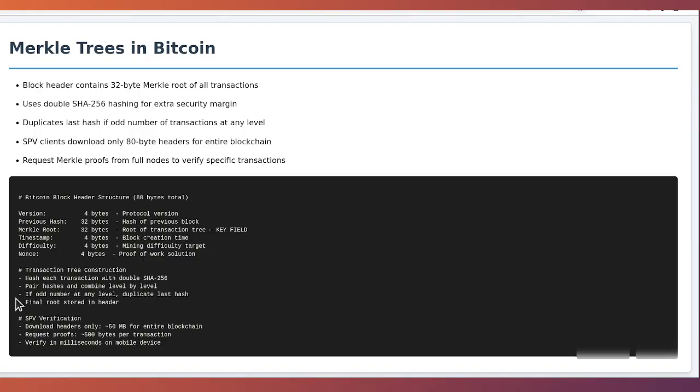When such a client needs to verify a transaction, it requests a Merkle proof from full nodes. The full node provides the transaction and the minimal set of hashes needed to compute the path to the Merkle root in the header the client already has. This architecture is why Bitcoin can scale to lightweight clients that run on phones with limited storage and bandwidth, while still providing cryptographic security guarantees that transactions are included in the blockchain.